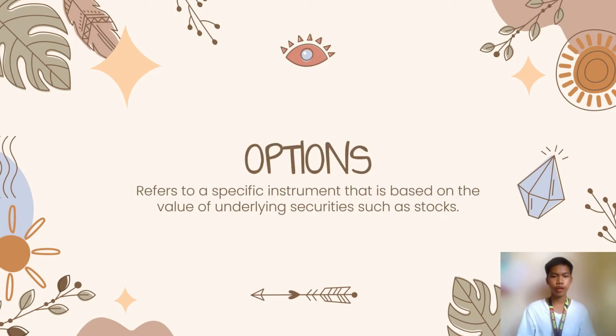So before we go further, let us first know what options are. Options refer to a specific instrument that is based on the value of underlying securities such as stock. An options contract offers the buyer the opportunity to buy or sell, depending on the type of contract they hold, the underlying asset.